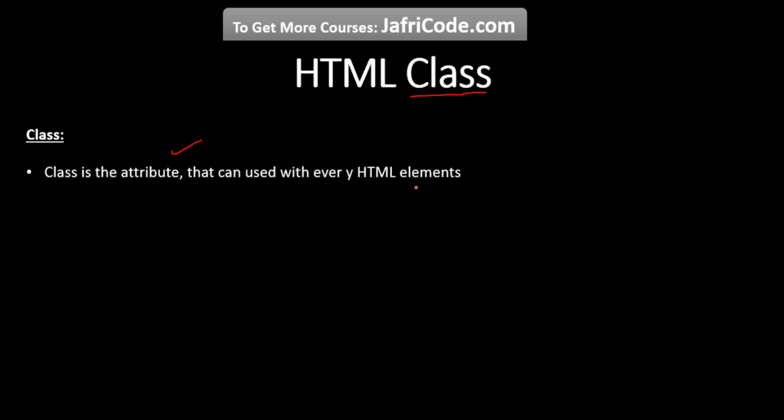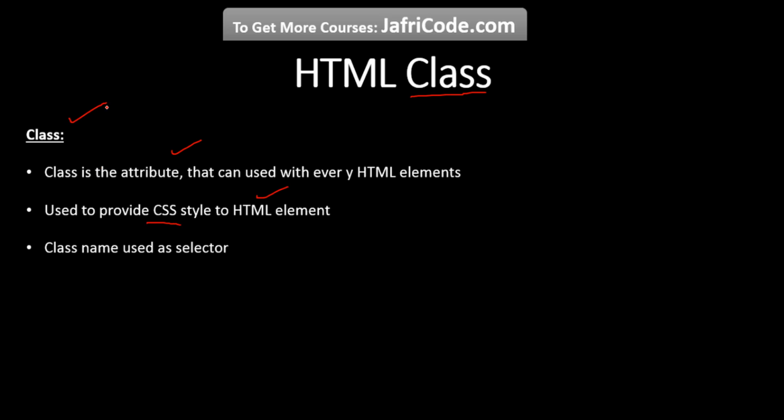If you want to target any HTML element for the purpose of applying CSS style, then you have to give it a class attribute. The class attribute is used to provide CSS style to an HTML element. So this is our purpose. We want to apply CSS on any HTML element using the class attribute. The class name is used as a selector.